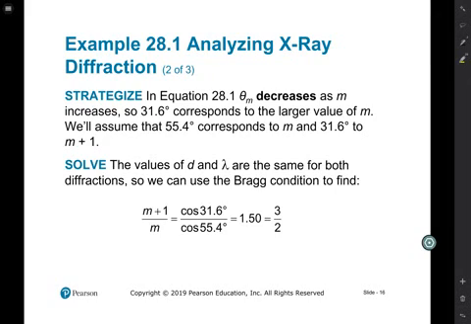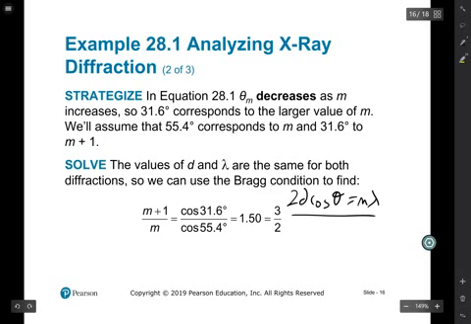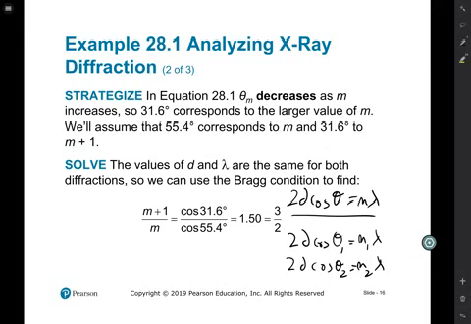So this is overly simplified, but notice where this comes from. This is really two equations. So we have 2d cosine theta is m lambda, which we're going to apply twice. So 2d cosine theta 1 equals m1 lambda, and 2d cosine theta 2 is m2 lambda. Now, we don't know m1 or m2, but we do know that they're related, that m1 and m2 differ by 1.